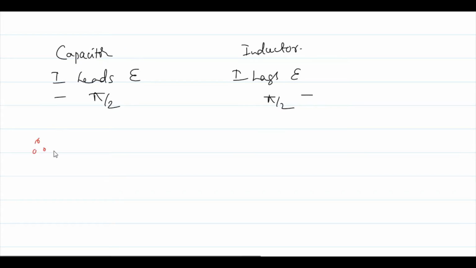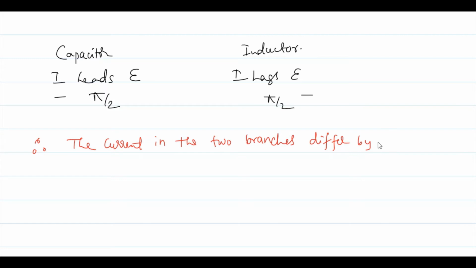Therefore, I'll write a sentence here: the currents in the two branches differ in phase by an angle of pi, right?